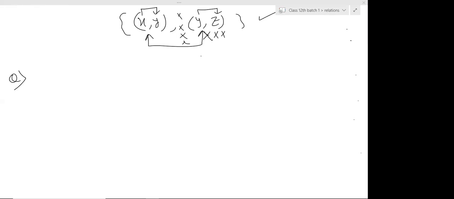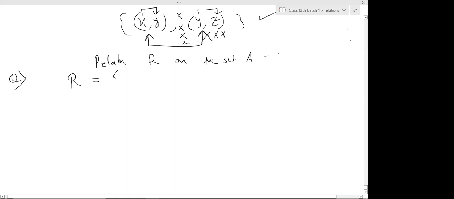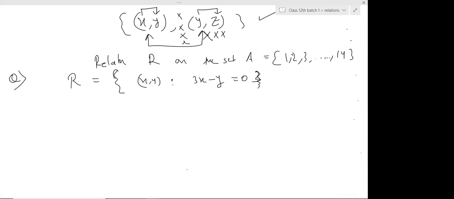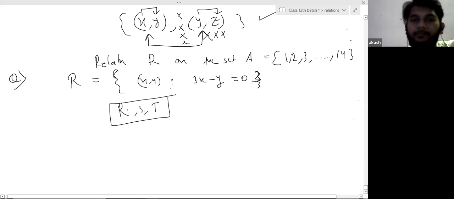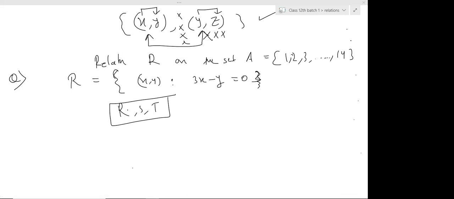Let's solve one question. Determine whether each of the following is reflexive, symmetric, and transitive, where the relation R on the set A = {1, 2, 3, ..., 14} is given as (x, y) such that 3x minus y equals 0. Solve this one and tell me the answer in the chat: reflexive, symmetric, and transitive. You guys can solve this, right? Yes, sir.